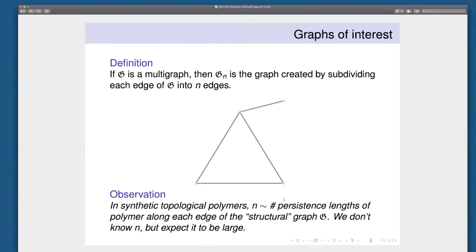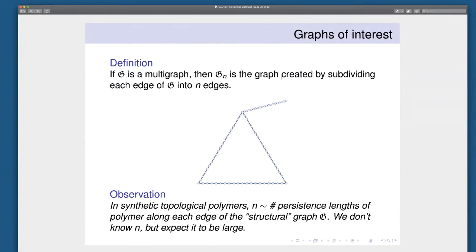Okay, now I'm going to connect this back to chemistry, but there's one more step. So if G is some graph, perhaps with multiple edges or loop edges or something, then Gn is the graph I can create by subdividing each of the edges into n pieces. So this is G1, this is G5, this is G10, this is G20.